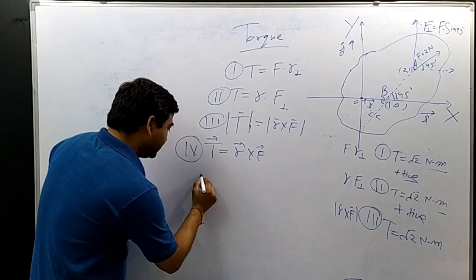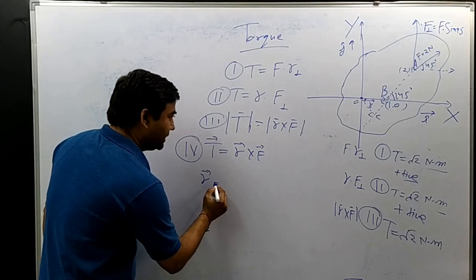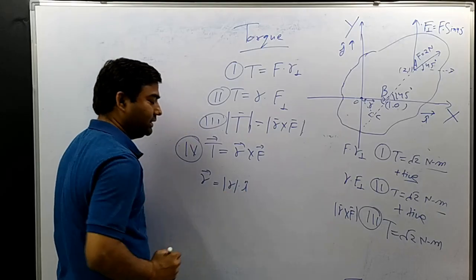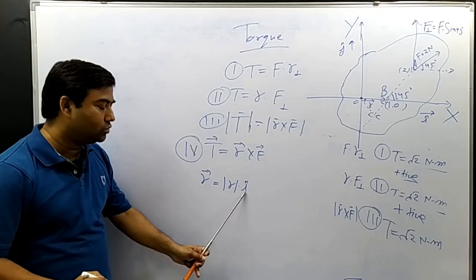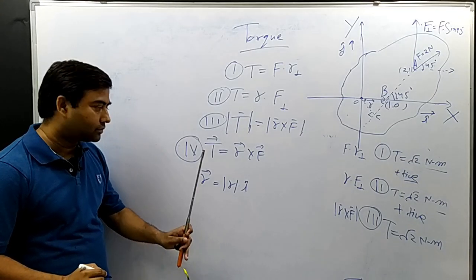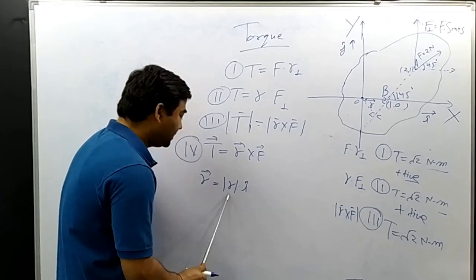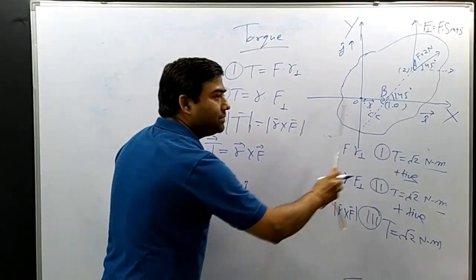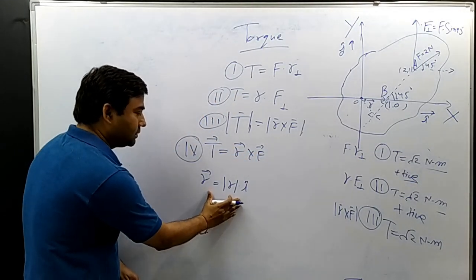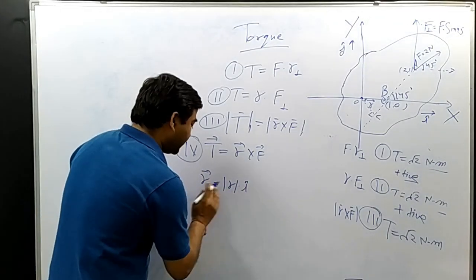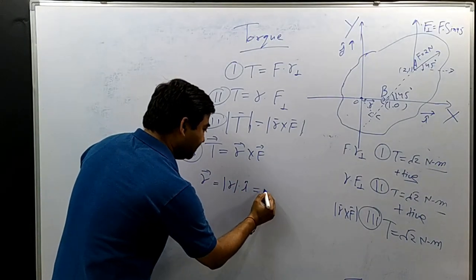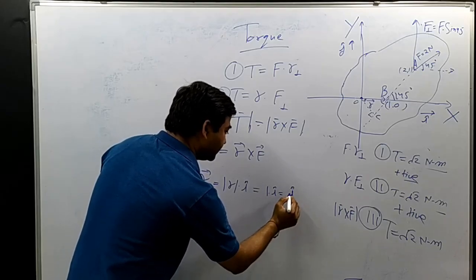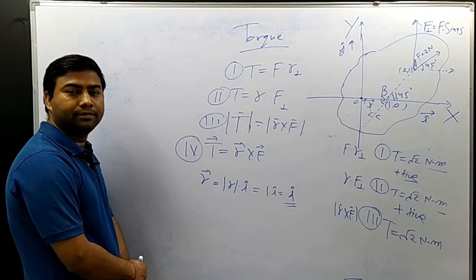So vector R we can write as modulus of R into unit vector I, because R and I are in the same direction. Hence we can write the vector like this. Vector R in terms of vector I can be written as 1I, that is I. So this is vector R.